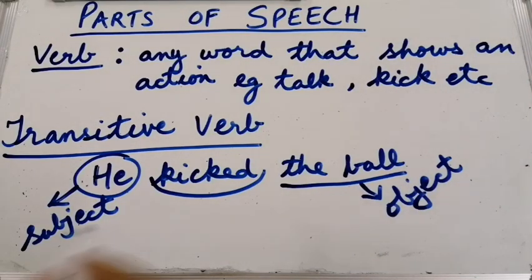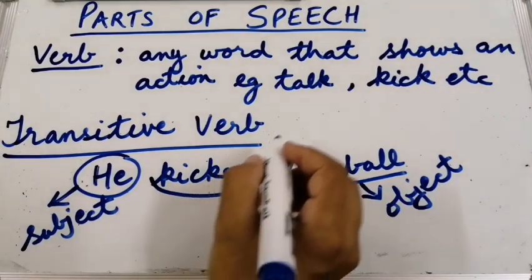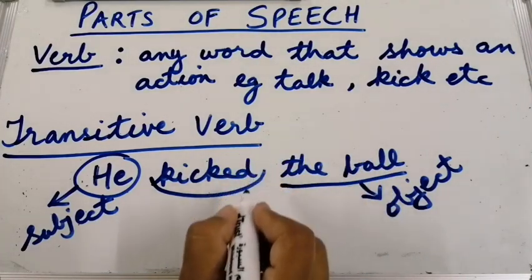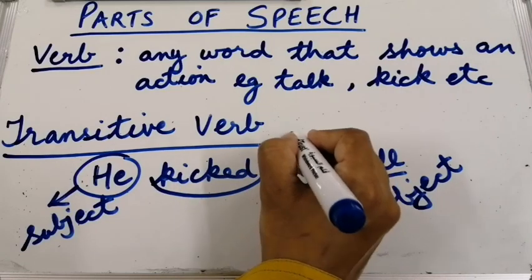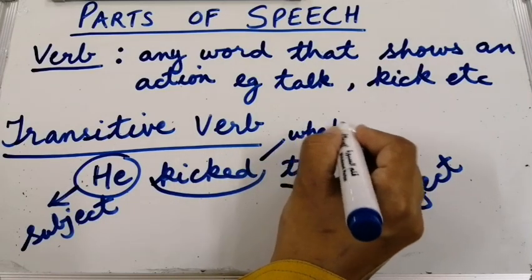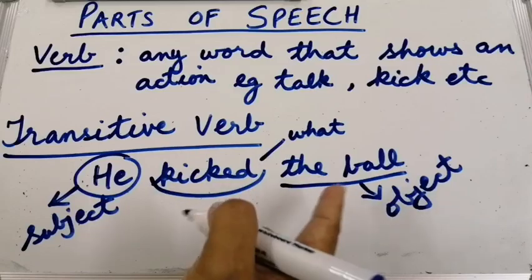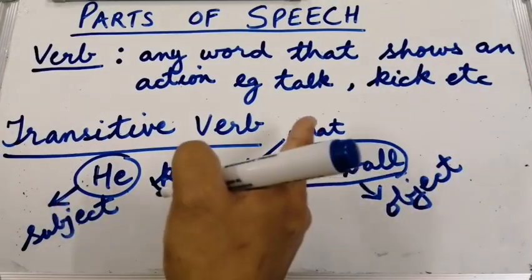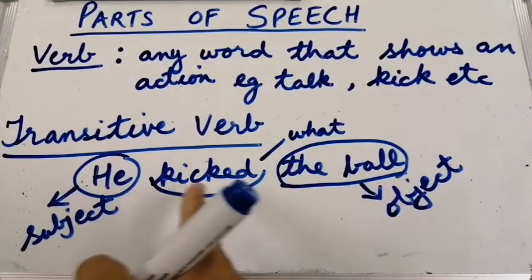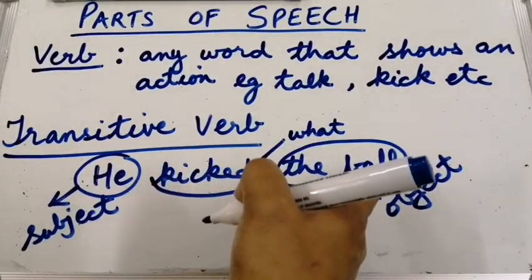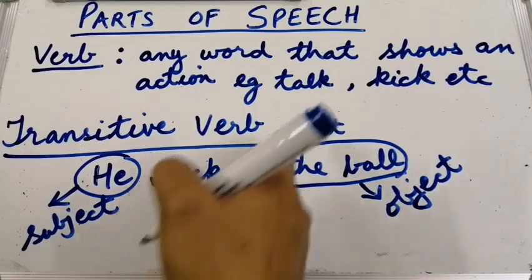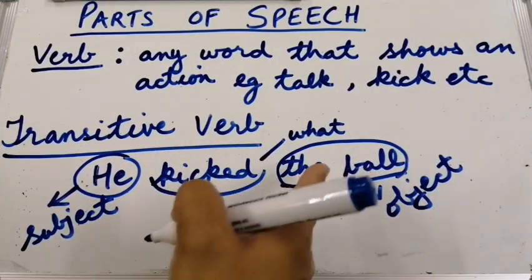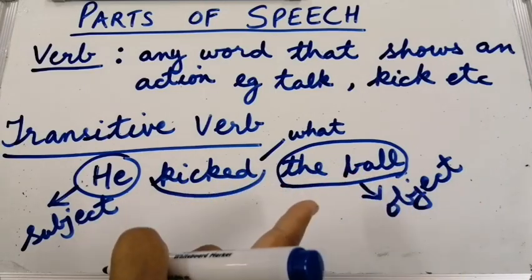Also, this verb kicked. If you ask yourself the question what after the verb, you get the answer the ball. He kicked what? The ball. This is an easy way to find out the object. So the ball is the object.